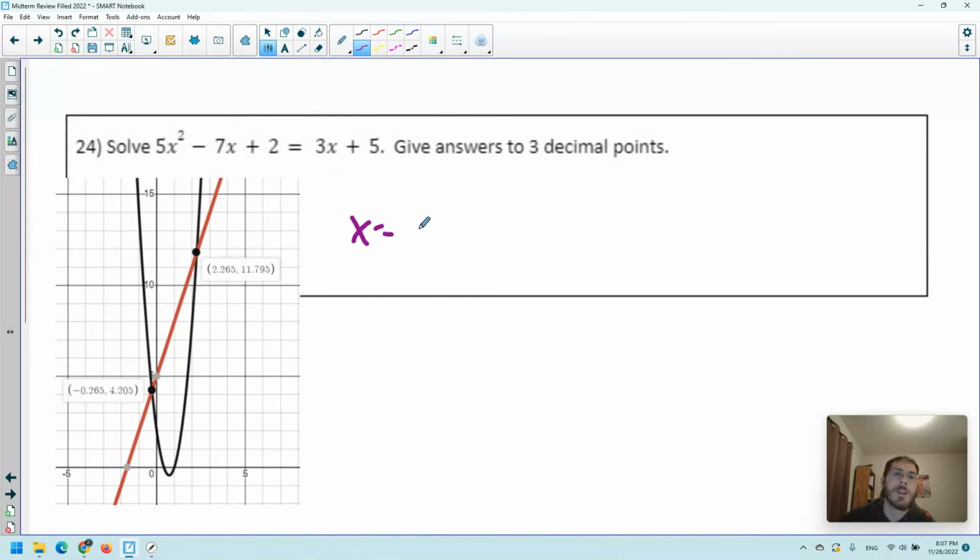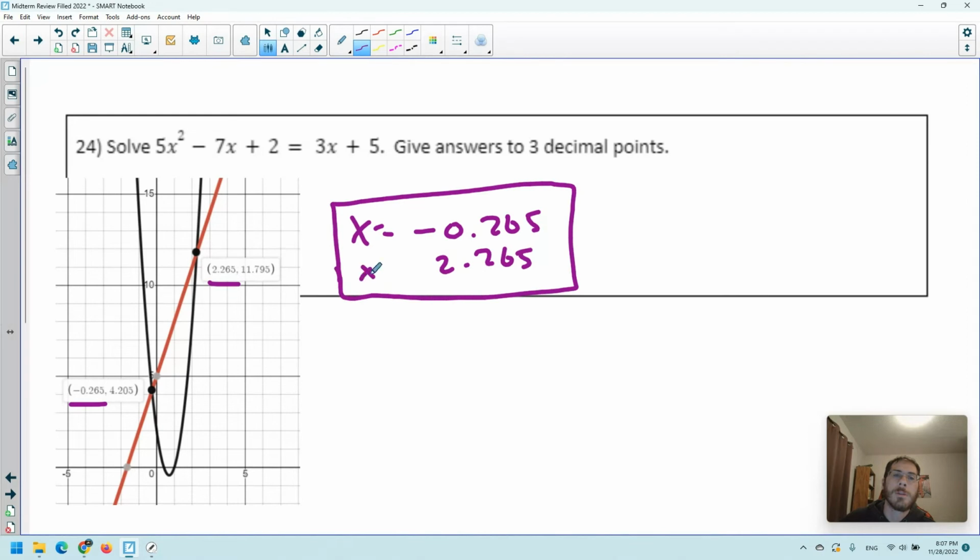So the two answers are x equals negative 0.265 and x equals 2.265. Those are my two answers. That's it. That's all we want to do.